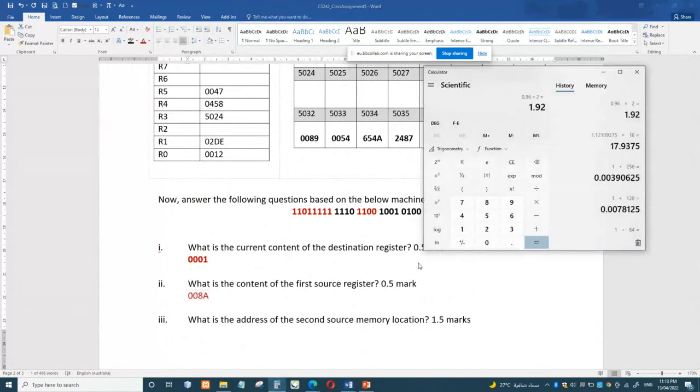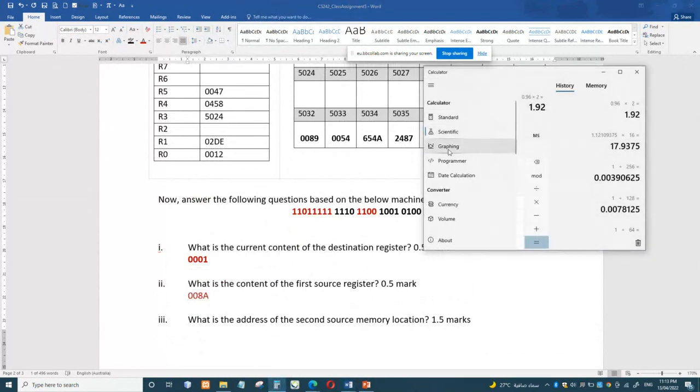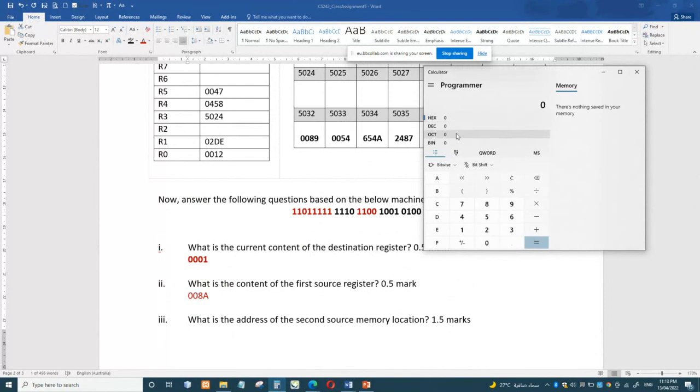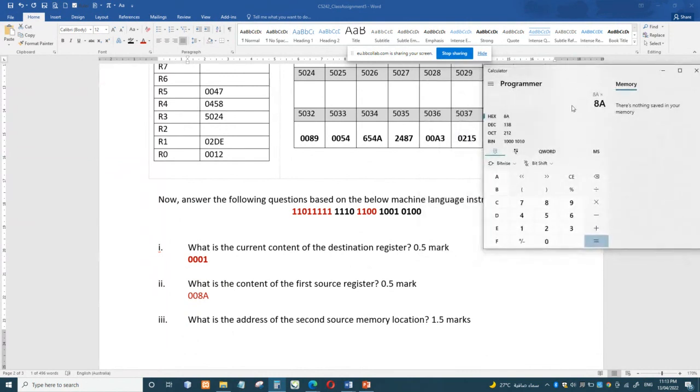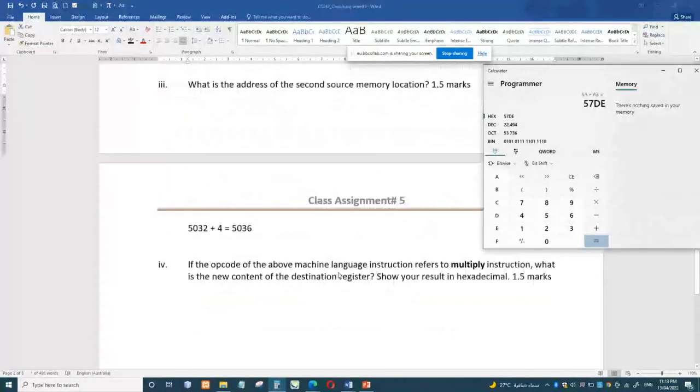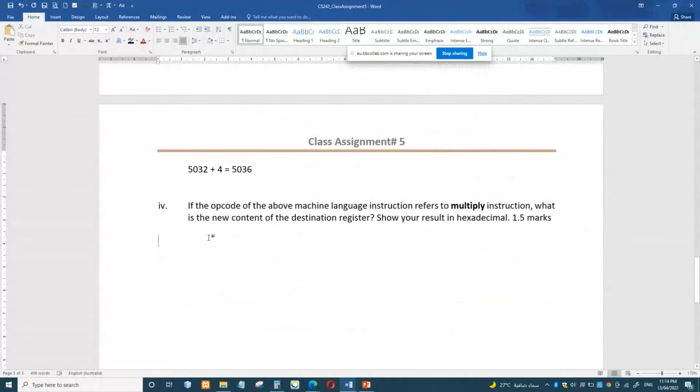If you multiply them together, let's go to programmer mode, hexadecimal: 008A, so 8A multiplied by 83. The result is 57DE. So your final result is 57DE.